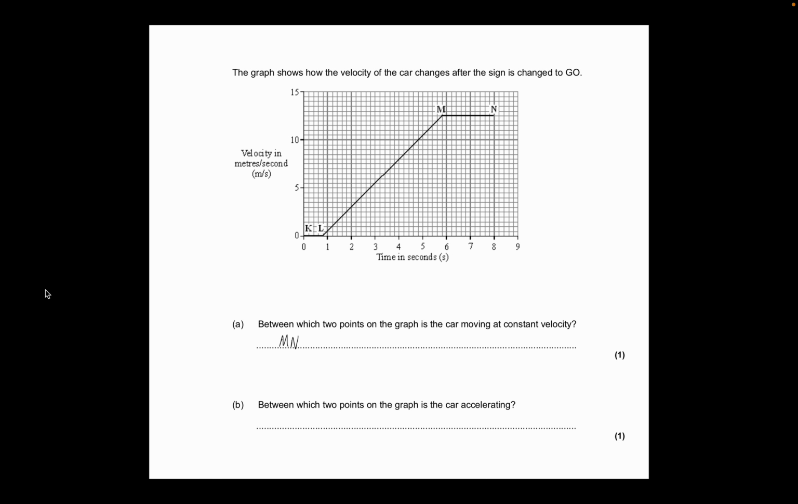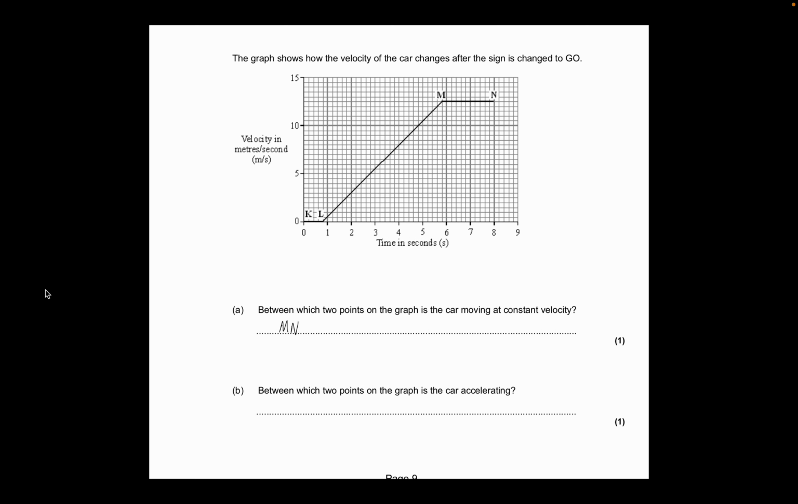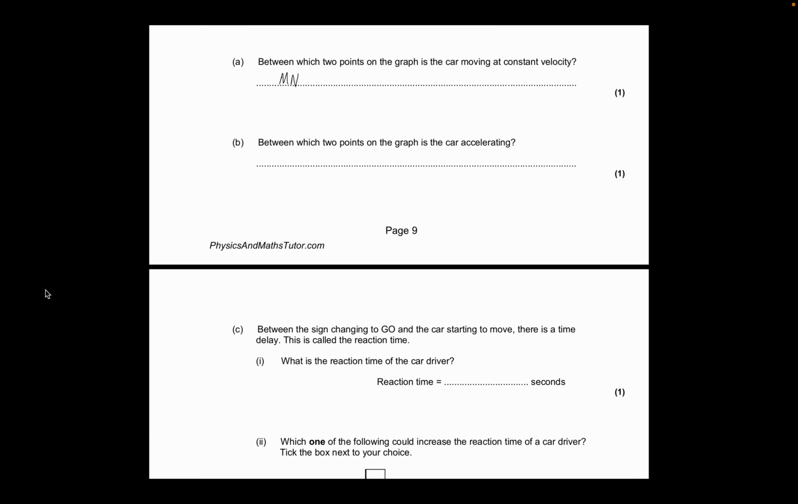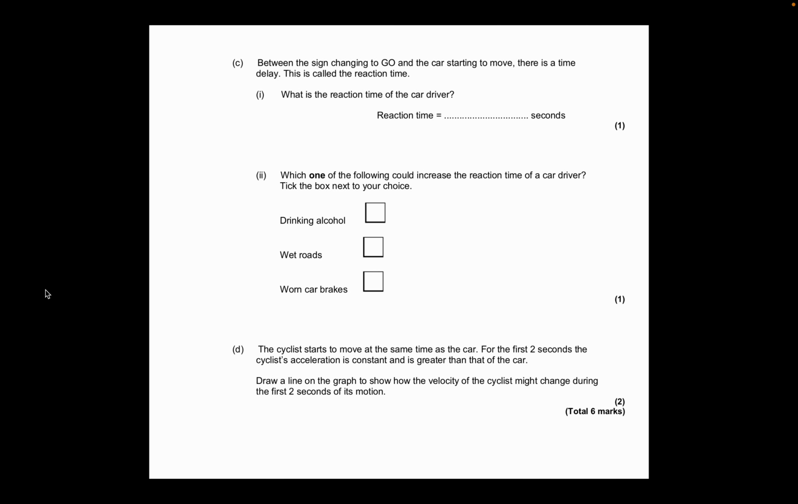Between which 2 points in the graph is the car accelerating? So on a velocity time graph, when there's acceleration, in this case, we're going to consider the straight line. That's where it's accelerating. So that's between points L and M, because it's a straight constant line going upwards. So that means the car is accelerating. L and M, okay? All right, let's move on to the next question.